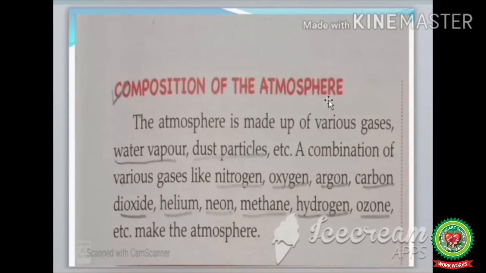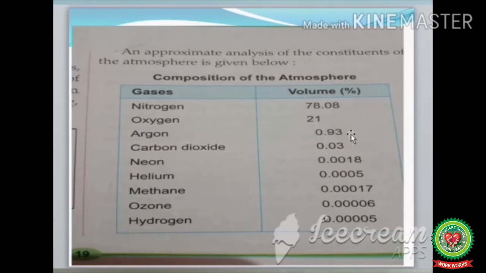Composition of atmosphere. The atmosphere is made up of various gases, water vapor, dust particles, etc. A combination of various gases like nitrogen, oxygen, argon, carbon dioxide, helium, neon, methane, hydrogen, ozone, etc. make the atmosphere. An approximate analysis of the constituents of the atmosphere is given below.